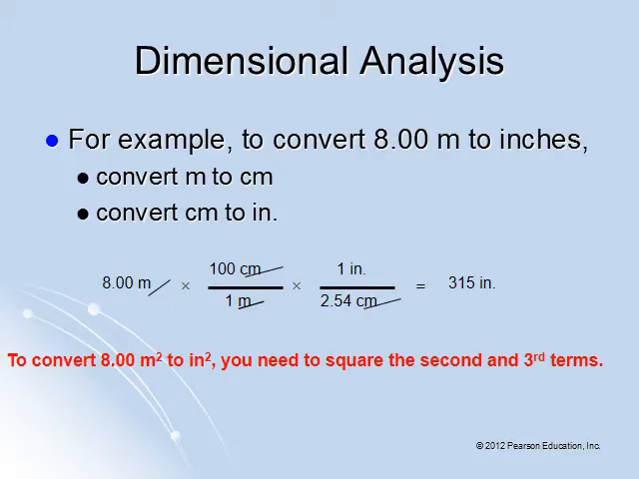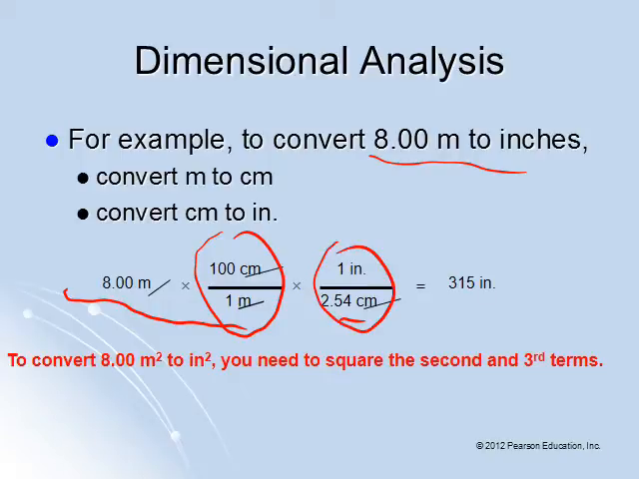Now we're going to discuss dimensional analysis and go over a number of problems. You can see one of the sample ones where we're converting 8 meter to inches. 100 centimeter makes a meter. That's how we got this quantity. Then we know 2.54 centimeter makes an inch. So that's why we have it.